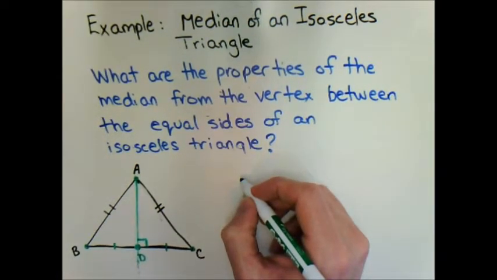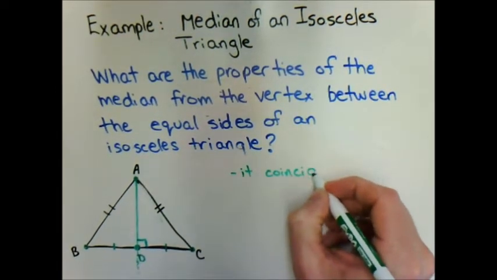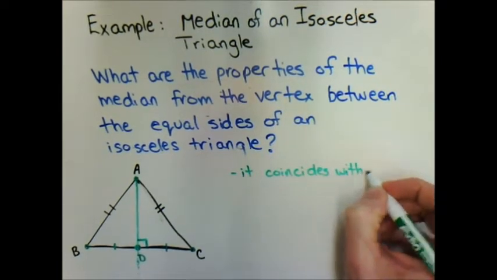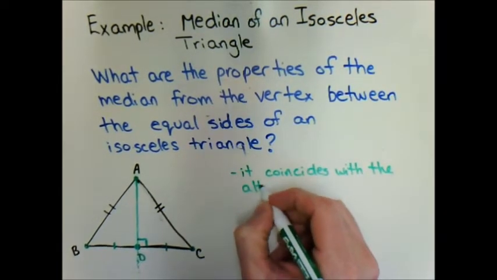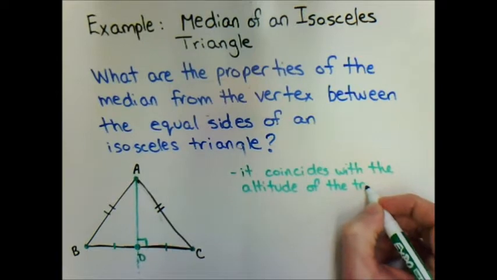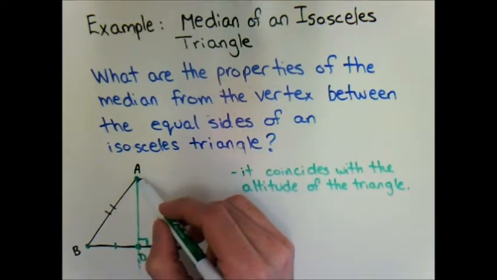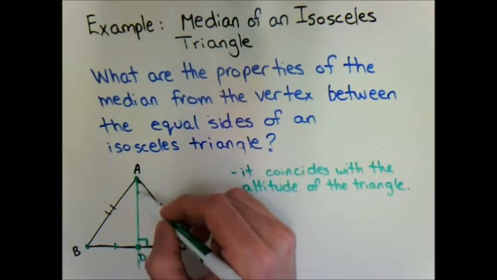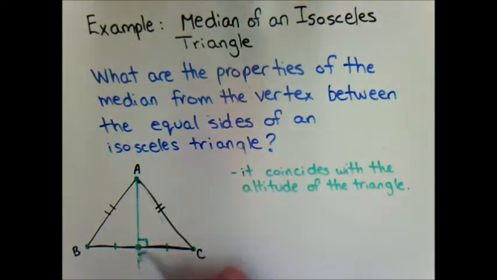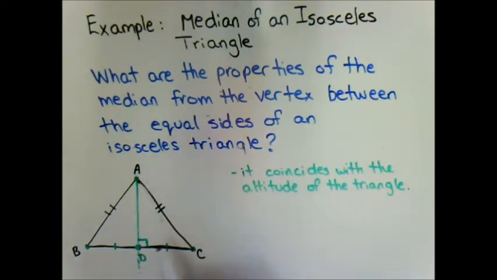So what are the properties of the median from the vertex between the equal sides of an isosceles triangle? Well, it coincides with the altitude of the triangle. Right? The altitude is the height of the triangle going from A straight down, making a right angle with the line segment below it. So this median from A is the exact same line. It coincides. It's the same line as the altitude of the triangle.